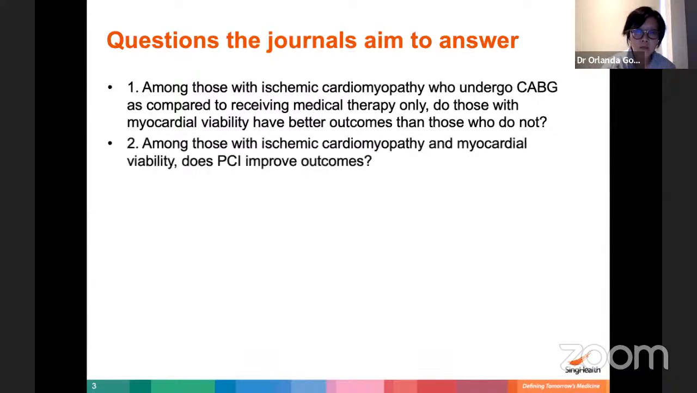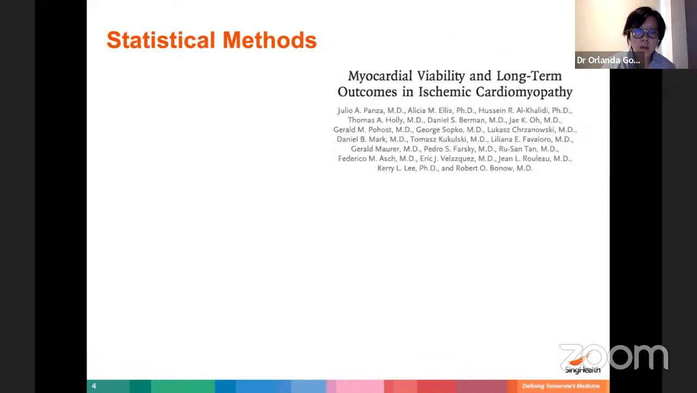And as for the second question, what we're asking is, among those with ischemic cardiomyopathy and myocardial viability, does PCI improve outcomes? So thinking about these questions, how then do we go about the statistical methods?